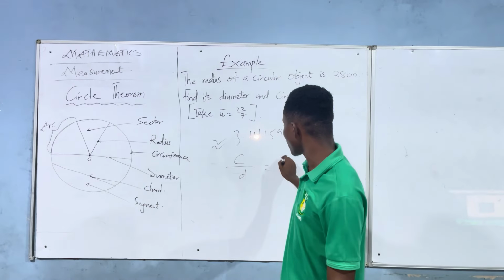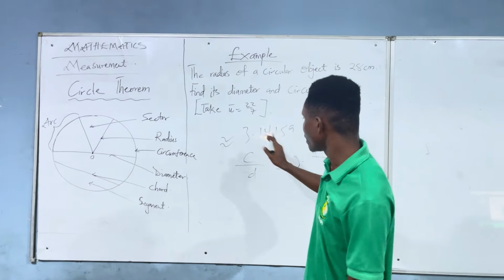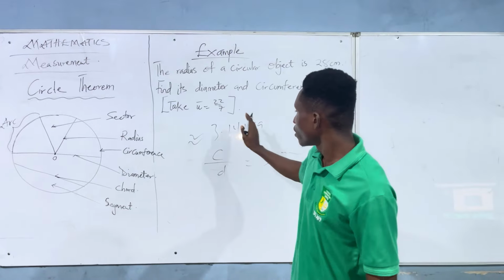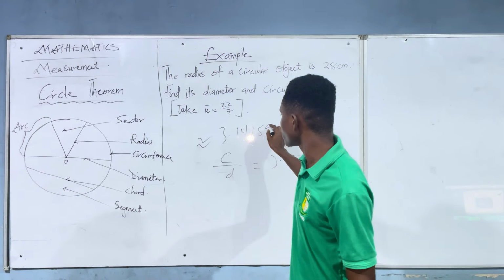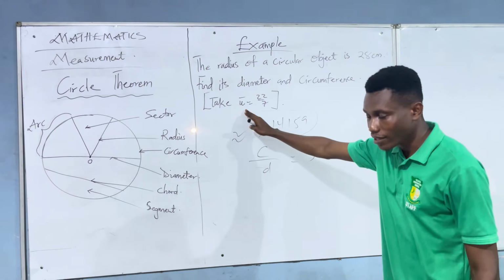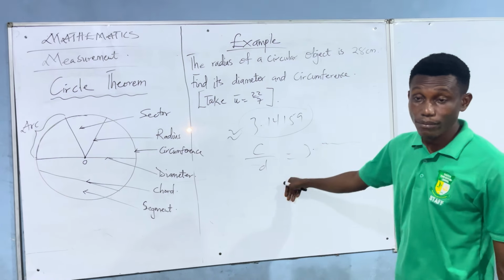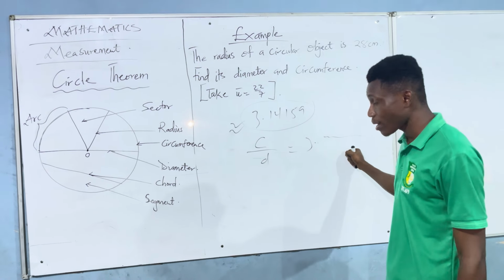you realize that you get 3 point something. Do you get it? 3 point something. And that 3 point something might look exactly like this. You realize that you get the pi from this kind of measurement, the circumference divided by the diameter. That's how we get our pi.